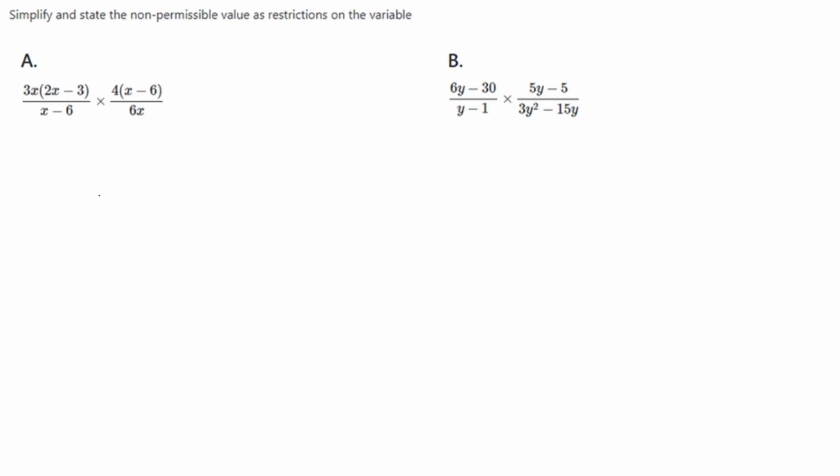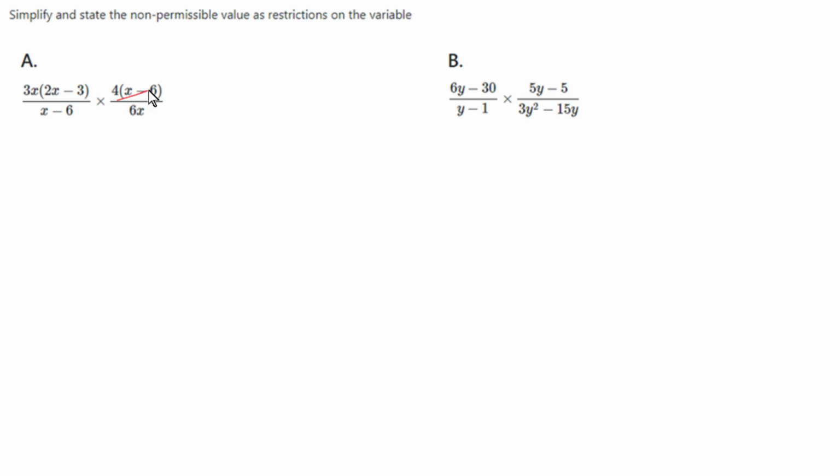Simplify and state the non-permissible value as restrictions on the variable. So we have a product of rational expressions. We could go ahead and expand these numerators, this one here and this one here, but we can also simplify our life a little bit by trying to reduce this, and in this case we can actually reduce it.